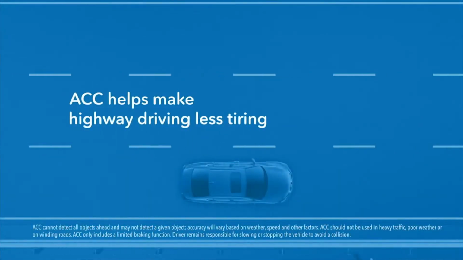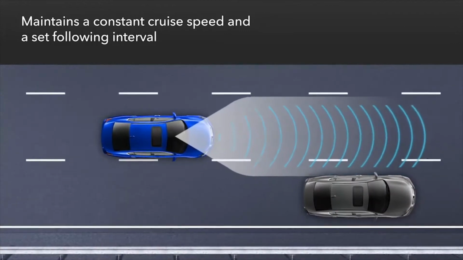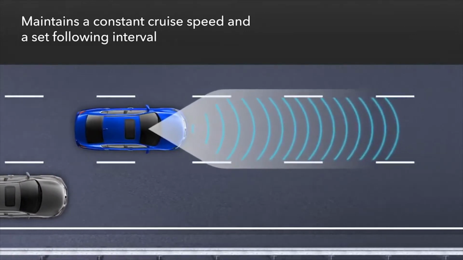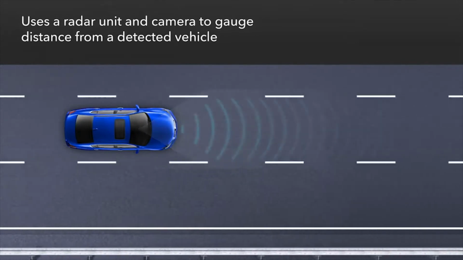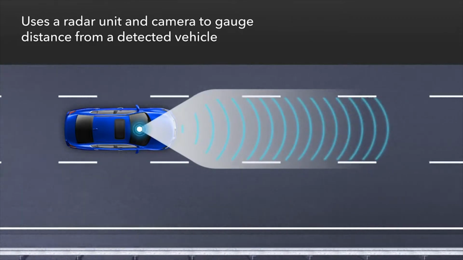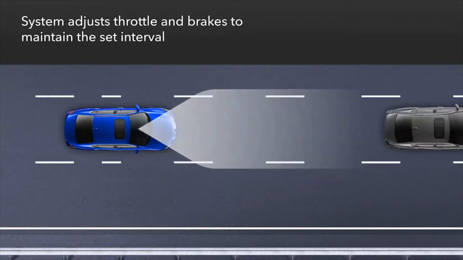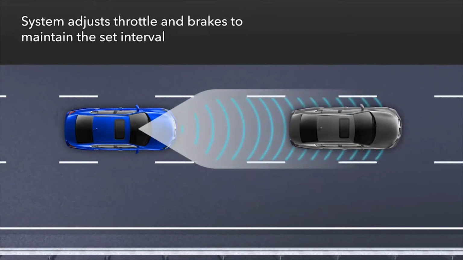Adaptive cruise control helps make it easier and less tiring to drive on the highway. This system is designed to maintain a constant cruise speed as well as a set following interval when it approaches a detected vehicle ahead. ACC uses a radar unit mounted at the front of the vehicle and a windshield-mounted camera to gauge the distance of a detected vehicle ahead. ACC then sets the appropriate throttle position and can even apply braking to maintain a preferred following interval.